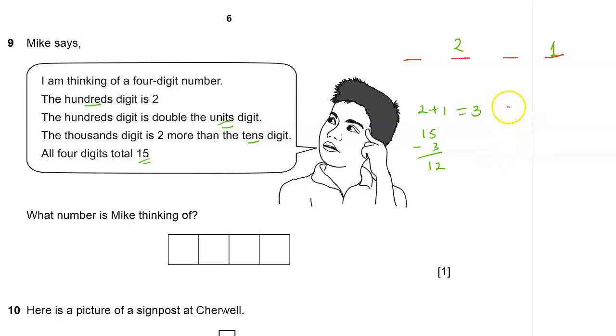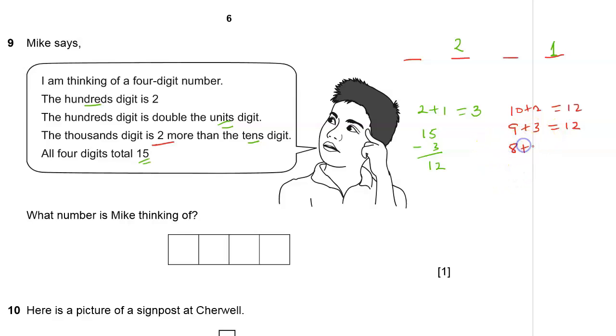I'll start with 10 plus 2. This gives us 12. But you can see clearly from this statement here, the thousandth digit is 2 more than the tenth digit. And therefore, when you compare 2 and 10, 10 is 8 more than 2. So that cannot be right. We go to the next one, 9 plus 3. 9 plus 3 gives us 12. You can see 9 is 6 more than 3. And therefore, that cannot be correct.